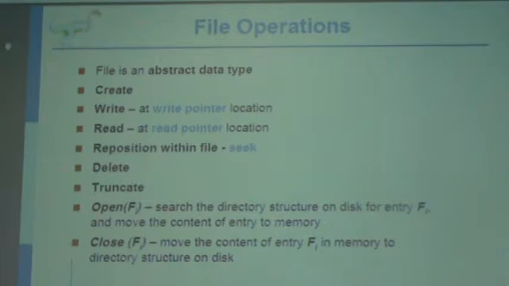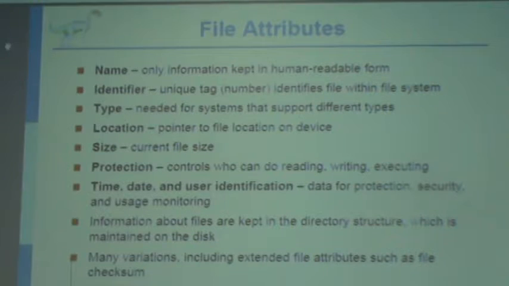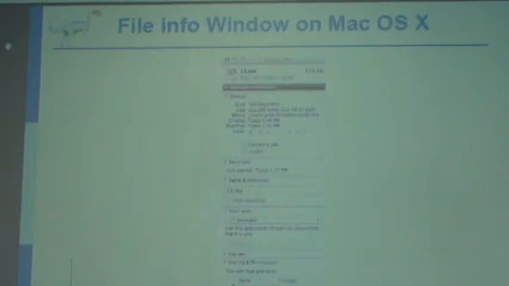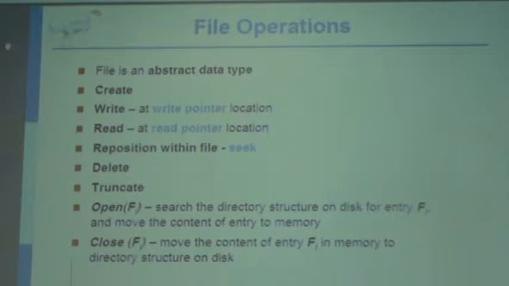Truncate is a little bit different. It just deletes all the contents of the file, but the file attributes like the name, identifier, type, location, and protection will still be stored, except the size. Because you delete all the content, the size will be 0. So there is a little difference between the delete and truncate operations.